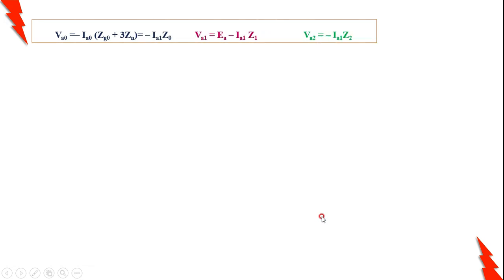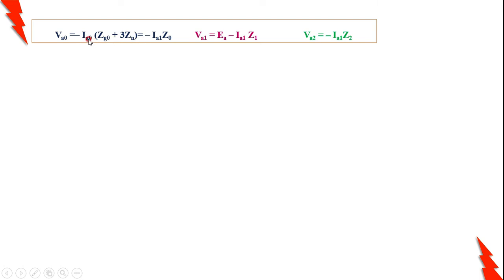Then we will look into the voltage relation. That is, what is the voltage VA0? I told you in one of the last sessions that the total Z0 comprises the zero sequence impedance of the generator and 3 times Zn, that is the grounded impedance. Therefore, Z0 is equal to ZG0 plus 3 times Zn. Nothing but the combination of these two is your Z0. Actually, it is IA0 into Z0.